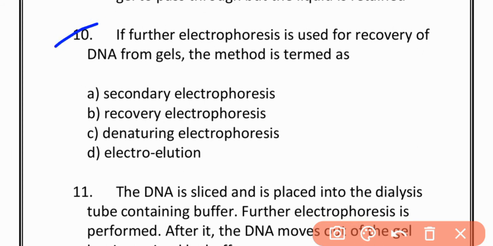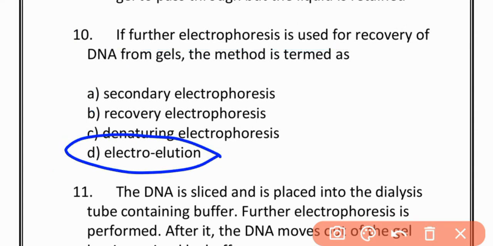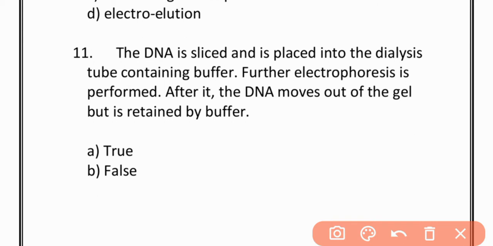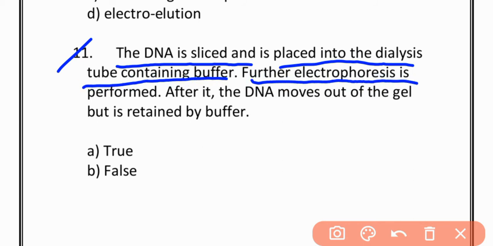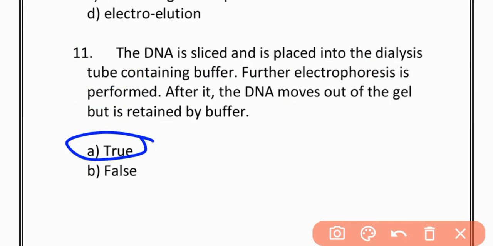MCQ number 10. If further electrophoresis is used for recovery of DNA from gel, the method is termed as second electrophoresis, recovery electrophoresis, denaturing electrophoresis, or electroelution. The correct option is option D. MCQ 11. The DNA is sliced and placed into a dialysis tube containing buffer. Further electrophoresis is performed, after which DNA moves out of the gel but is retained by the buffer. Is it correct or not? The correct option is option 2. This statement is correct.